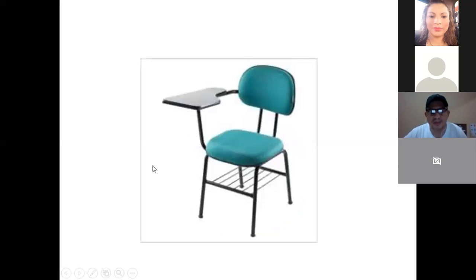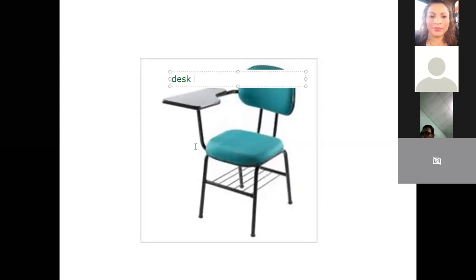Roberto Quijano, this is for you. What's this? Help me, I don't know how to pronounce it. Okay. Chair. Desk. Desk. It's like this. I'm going to write it for you. Desk. So what's this? This is a... This is a desk. Oh, very good. It's a desk. Excellent. Very good. That's it. Let's continue.